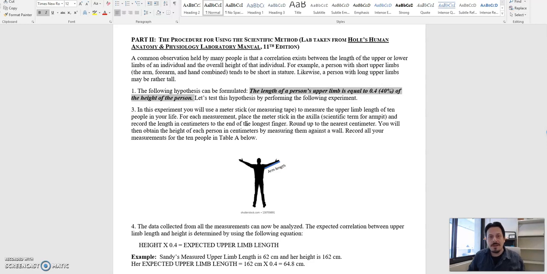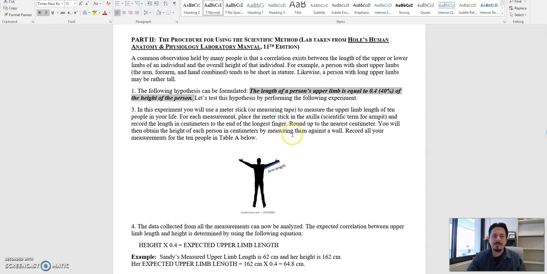So we can test that, right? First of all, is it testable? Yes, you can measure people's height and arm length. Is it a statement? Yes. And could it be wrong? Yes. Maybe it's 30%. Maybe it's 50%. Maybe there is no correlation.